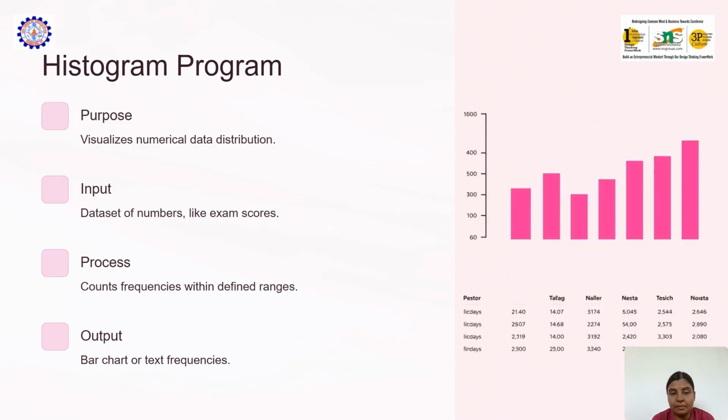So with the help of the Python programming language, we can develop the visualization in histogram format, giving the input data set of numbers, anything like exam scores as given here. Take an example like that, and we can process in various ranges, and we can visualize the bar chart at last to know the text frequencies and to come to the conclusion.